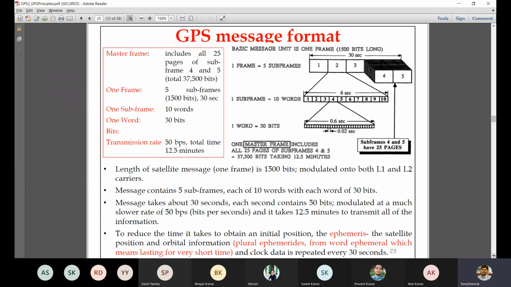So the navigation message has a master frame, which includes all 25 pages of subframe 4 and 5. That is a total of 37,500 bits. One frame is 5 subframes. One subframe, 10 words. Each word, 30 bits. Transmission rate, 50 bps. That takes a total time of 12.5 minutes to transfer the whole message.